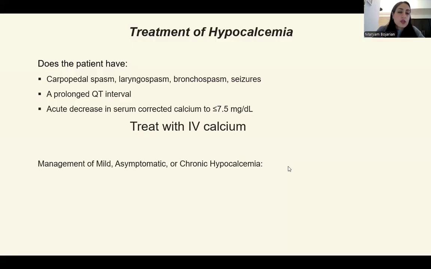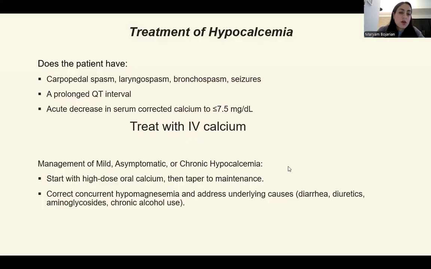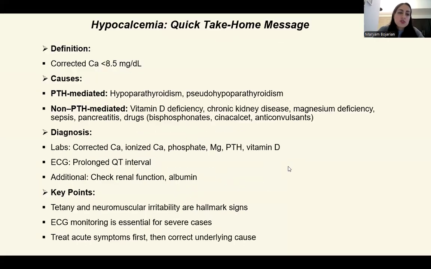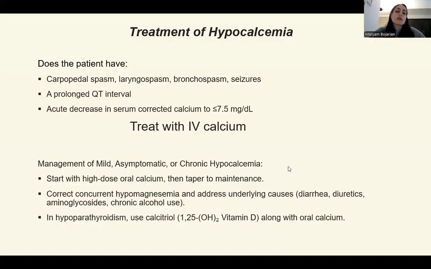But if your patient does not have any of those criteria that I just mentioned, you can manage with high dose oral calcium. And always make sure that you correct hypomagnesemia at the same time, because if your patient has a severely low magnesium level, it's really difficult to correct calcium.